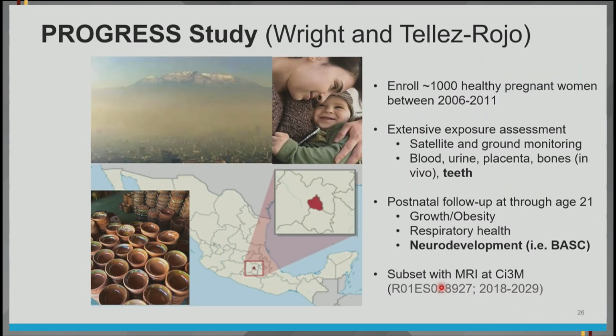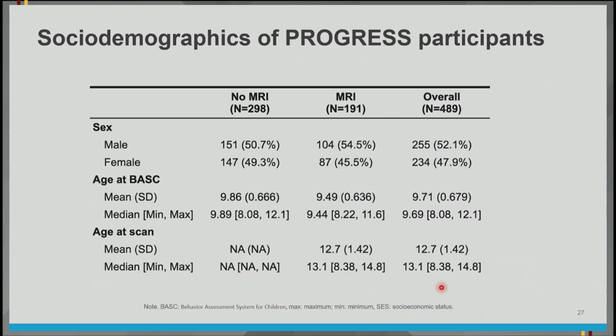So finally, getting to a little bit of data, as both Dr. Tellez Rojo and Dr. Wright introduced, the PROGRESS study is an ongoing study that they started in 2006. I came in about 10 years ago along with Mara, and we started a study to do MRIs on a subset of the kids in the PROGRESS study. I acknowledge several people in the audience who made this work possible, because getting a kid to lie in the scanner, as I said, is not easy. But we've now done this for 215 kids. This is just some demographics of who they are.